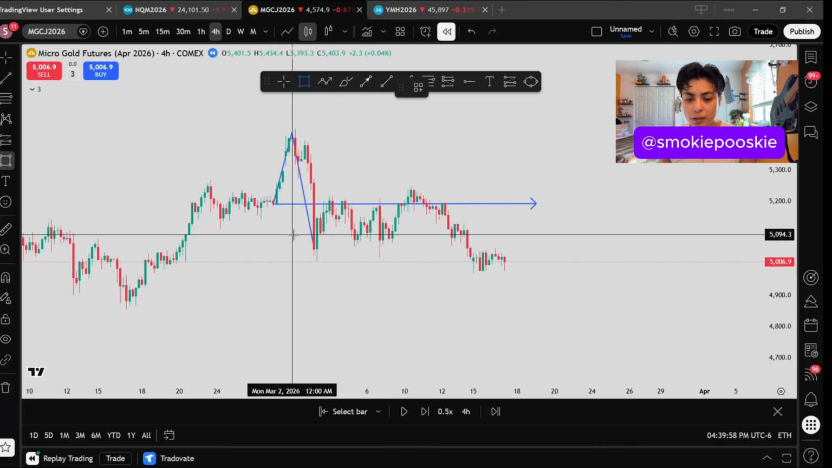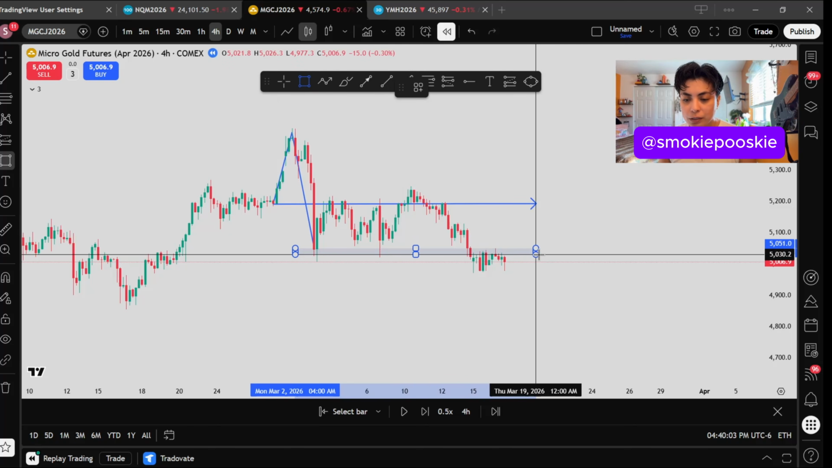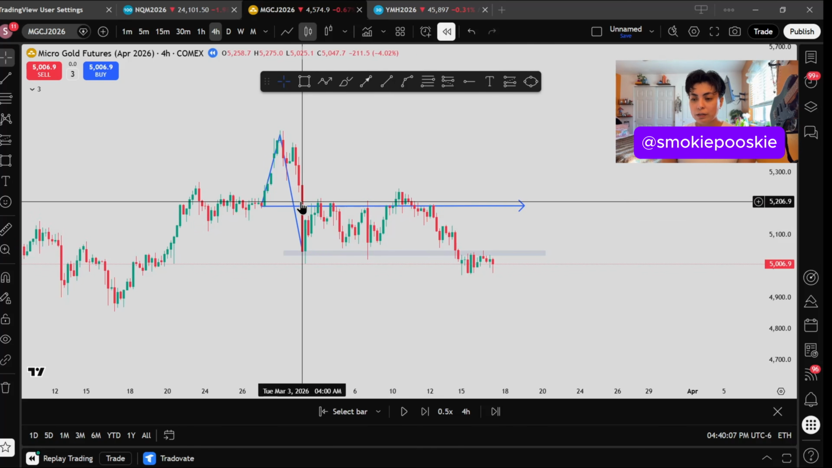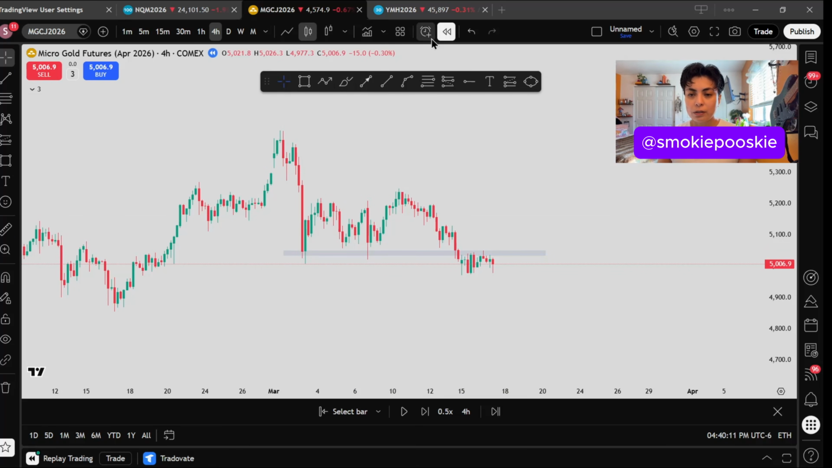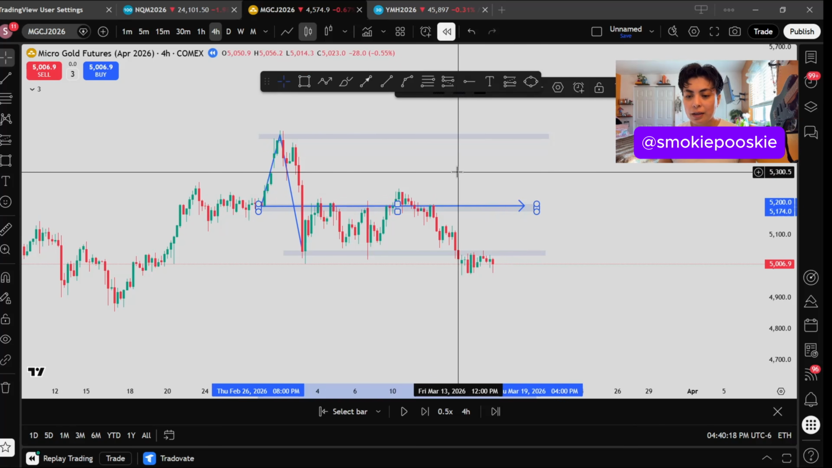That's how my chart was marked up. I didn't have this marked up. I didn't have this marked up. All I had was this marked up because that was what was relevant to me. So even if you wanted to mark up your charts like this, I mean, you could leave it like that.